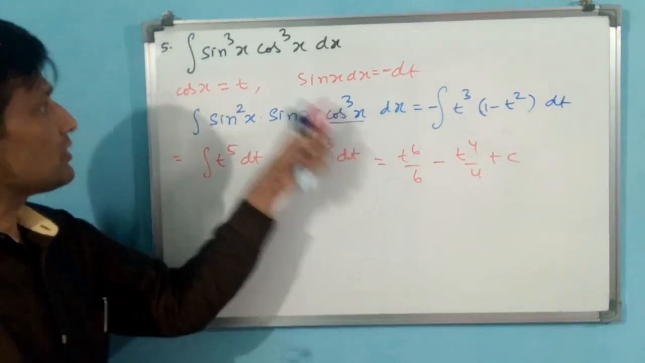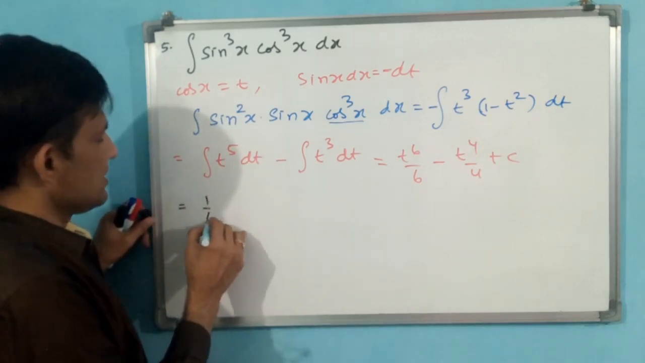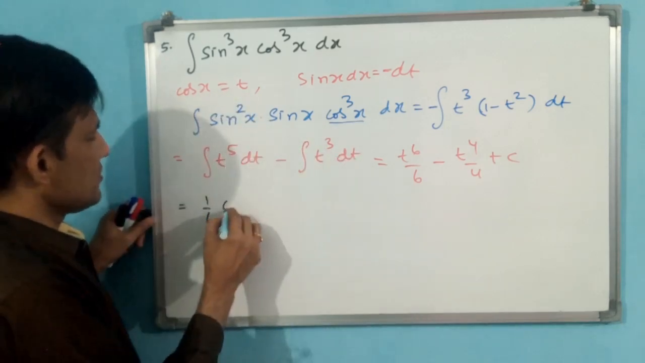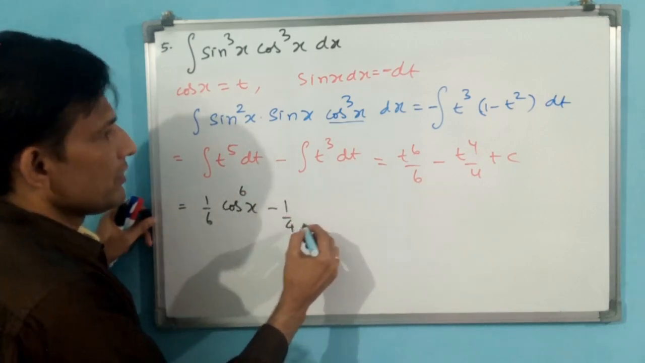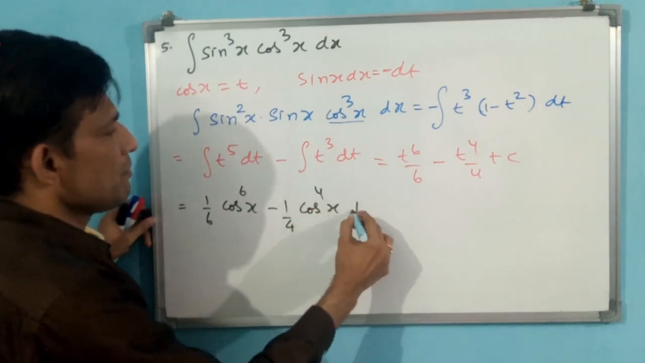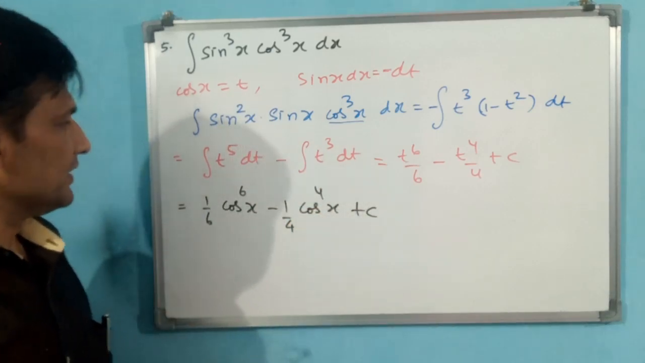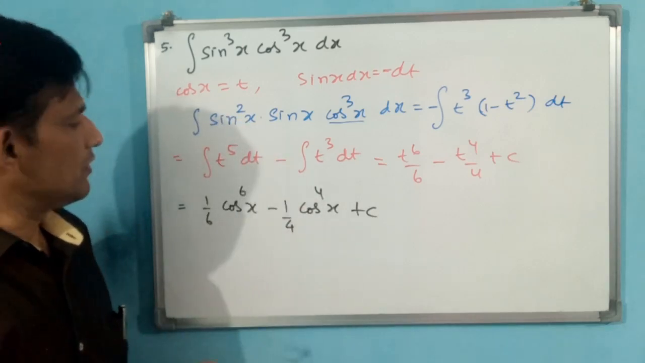Now you substitute what t is. 1 by 6, t means cos, so cos to the power of 6 x, minus 1 by 4 cos to the power of 4 x, plus c. Okay. Like this we can close this question.